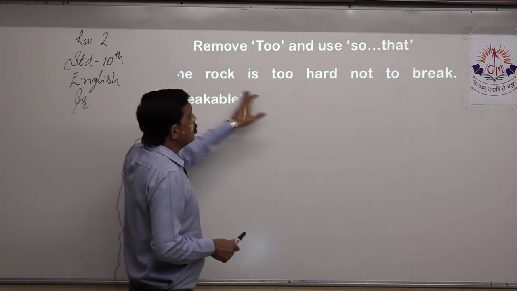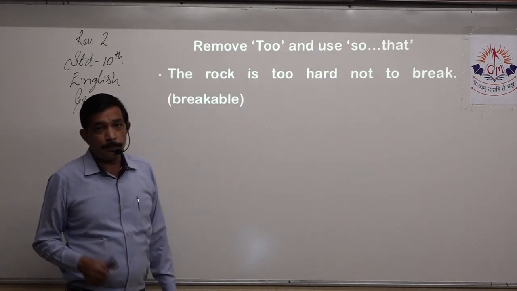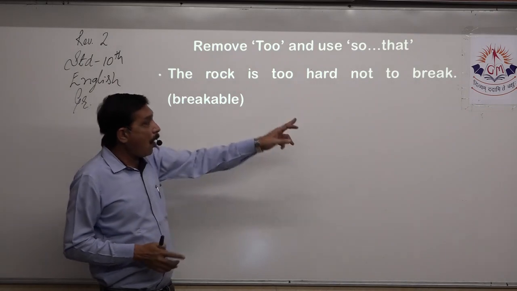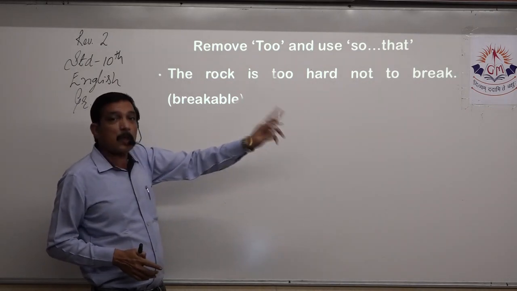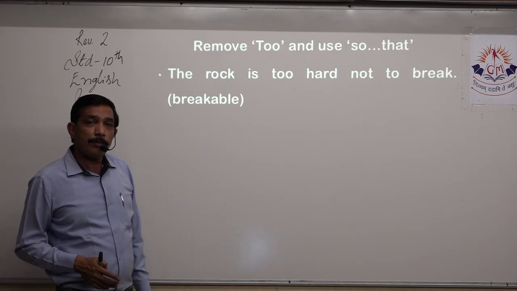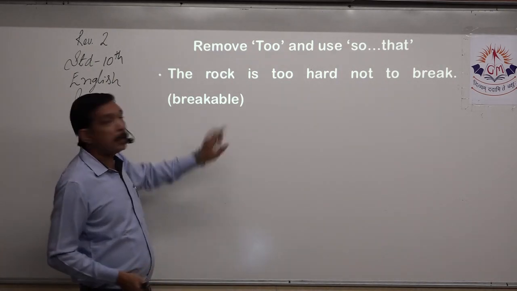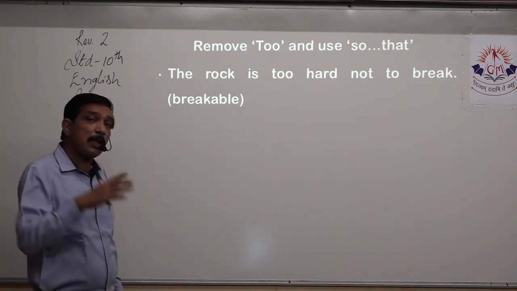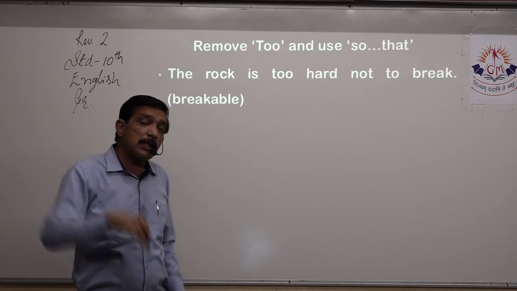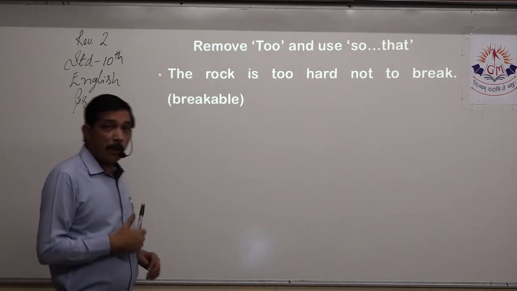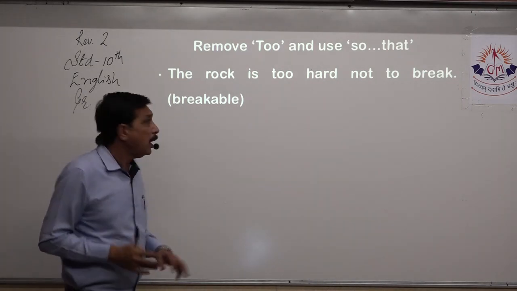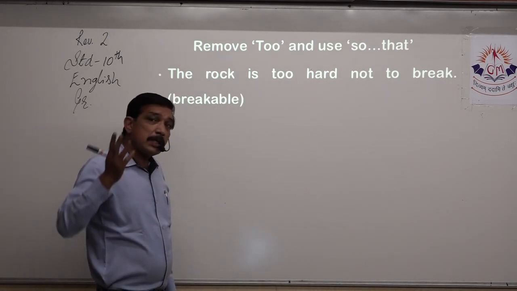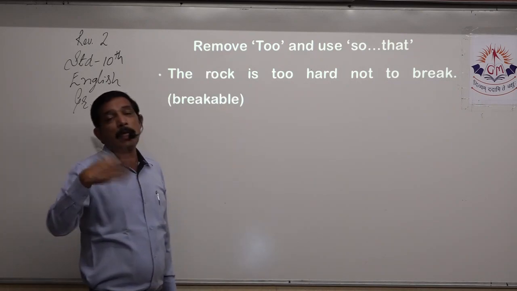Opposite: the rock is too hard not to break. What is going to be the answer? The rock is so hard that it cannot not be broken. That means it is breakable. It is breakable, cannot not be broken. There it was necessary because ignore was that. That is why we turned it into notice. But here we are talking about two things only, breakable or unbreakable. The rock is too hard not to break, that means it is breakable.